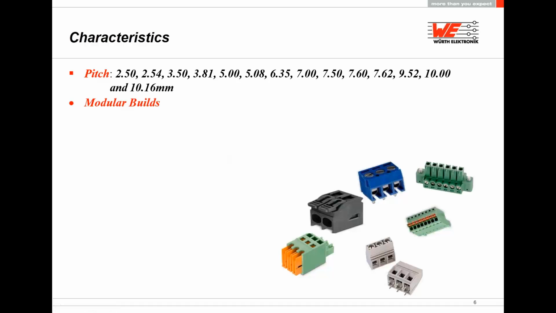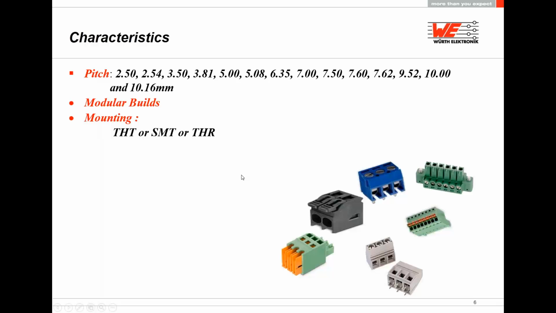Modular builds. Some of our terminal blocks come in a standard number of positions, and some engineers are looking for a higher number of positions. Just in case we cannot comply with the requirements for the number of positions that you're looking for, we can use the modular build feature, which is pretty much stacking terminal blocks next to each other to get the number of positions. And that would apply only to the rising cage, not the pluggable system.